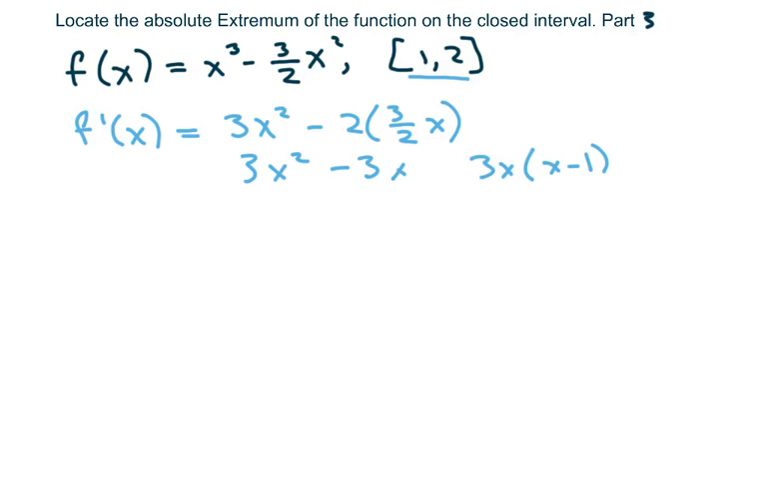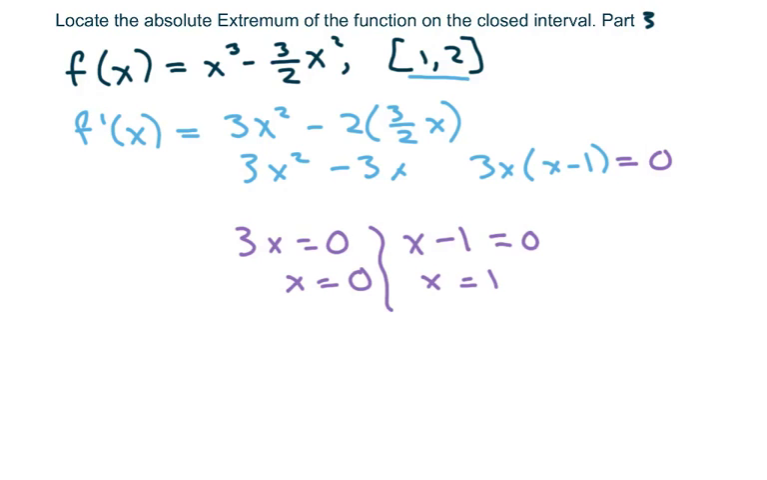So to get your critical numbers, we're going to set this to 0. And we have 3x equals 0 and x minus 1 equals 0. So here x is 0 and x is 1. So we want to know this point because it could be a minimum or maximum. So I plug in my 0. When I plug in 0 to my original function, excuse me, f of 0 is going to be 0 minus 0, which equals 0.